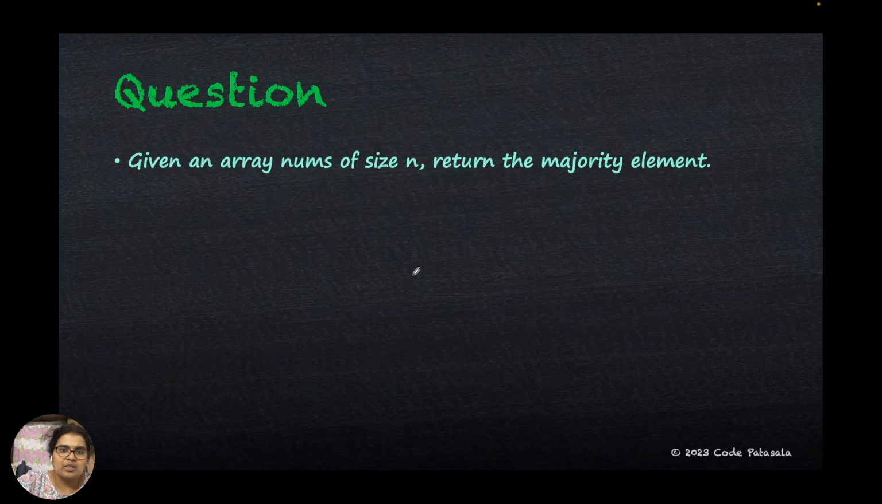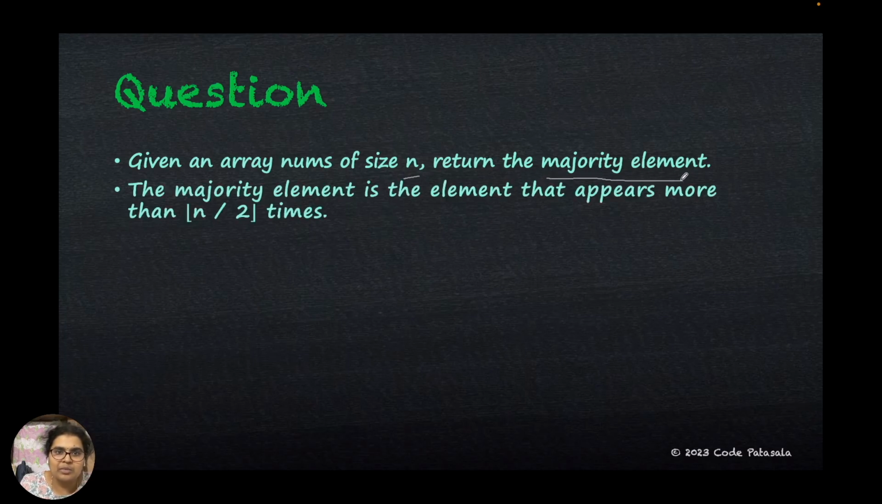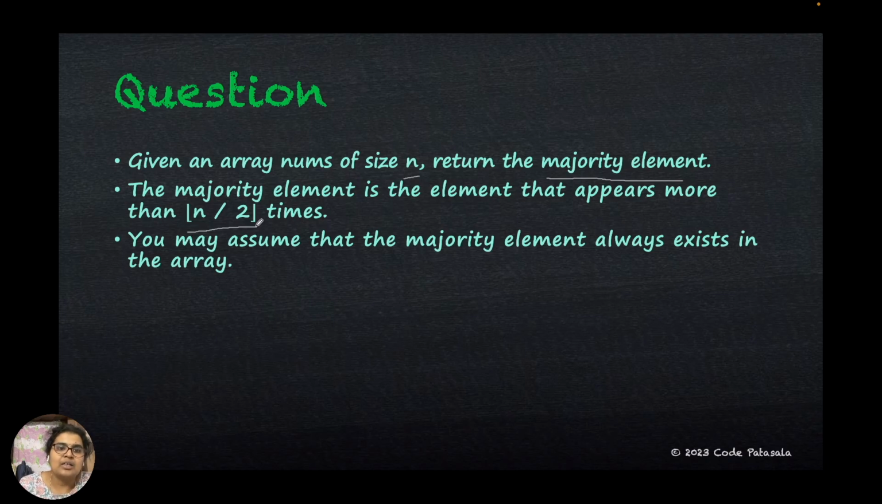The problem statement says we are given an array of size n, and we have to return the majority element in the array. So how is a majority element defined? A majority element is the element that appears more than n by 2 times in an array. So in the array, any element which occurs more than n by 2 times is called the majority element. In the given array, we have to return such an element. And we can assume that such an element always exists in the array.